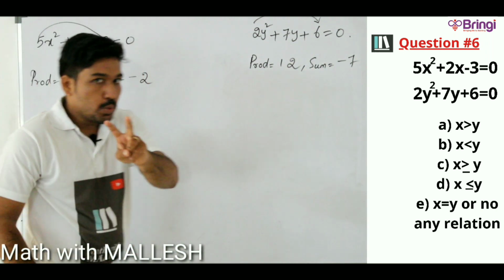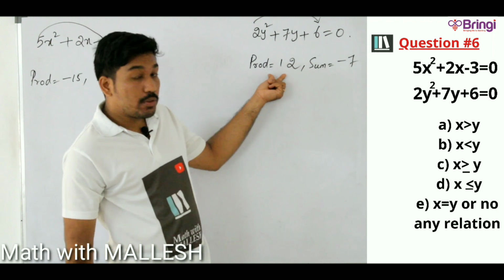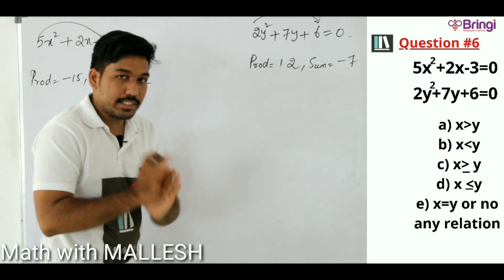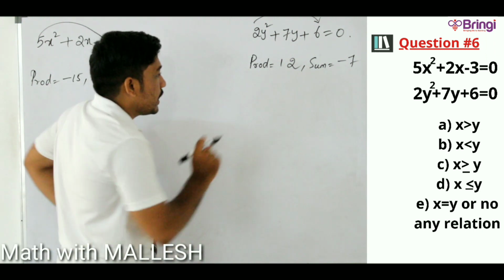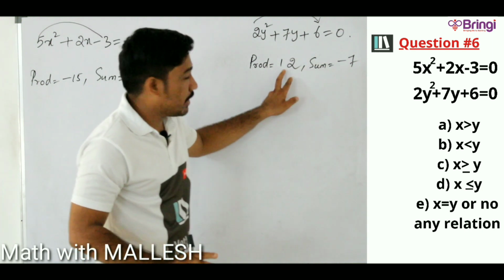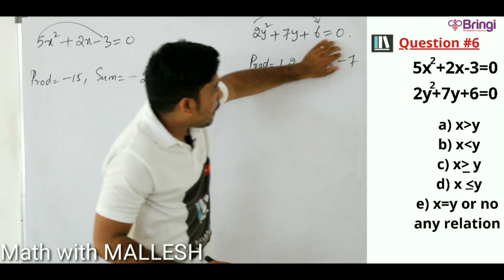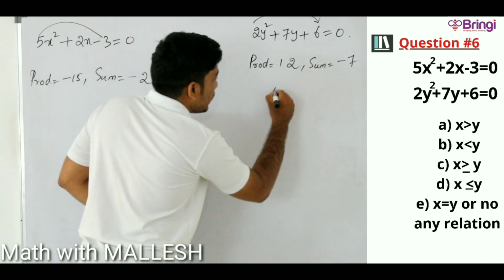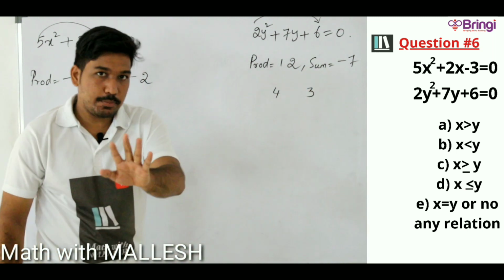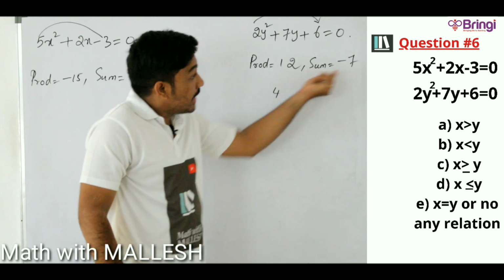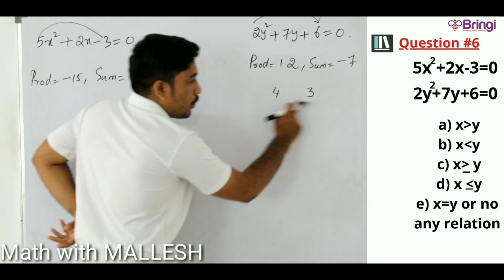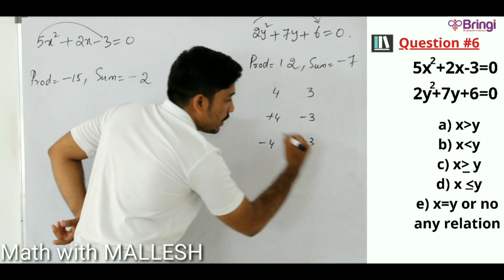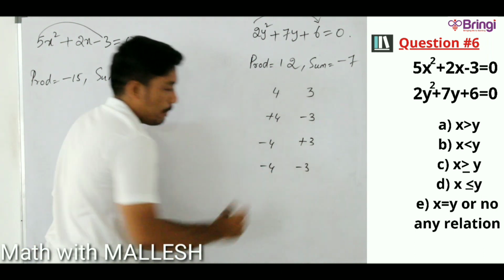See, we want two numbers whose product is 12 and sum is minus 7. If you are a newcomer to the quadratic equations topic, I will tell you how to take the values. Two numbers whose multiplication is 12 and whose addition is 7, leaving the negative aside. So I think 4 and 3 are the options. If you multiply, 12 will come; if you add, 7 will come. Now there are 4 options: 4 and 3, plus 4 and minus 3, minus 4 and plus 3, and minus 4 and minus 3.